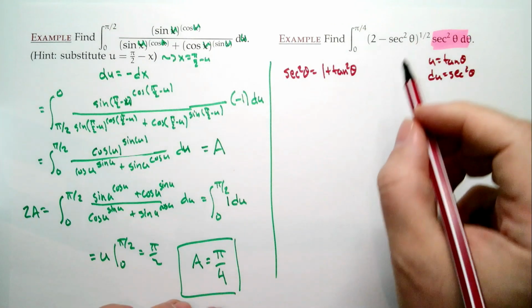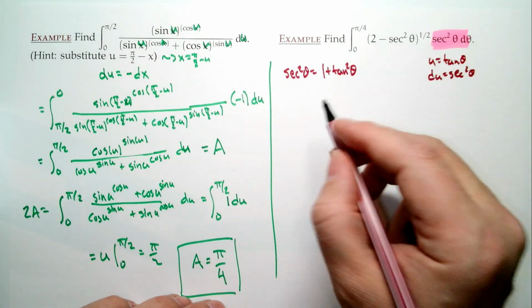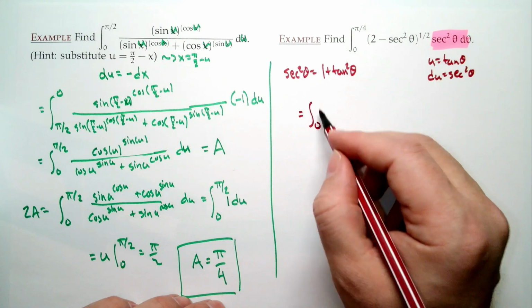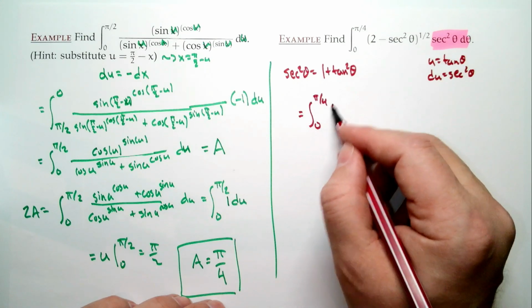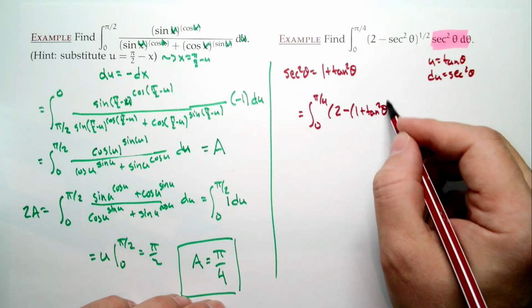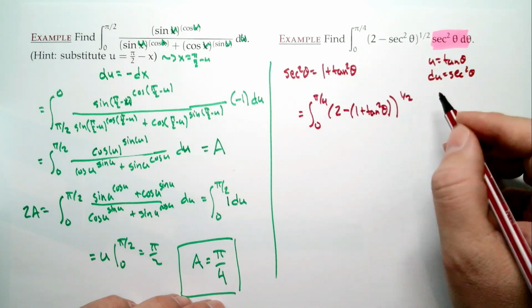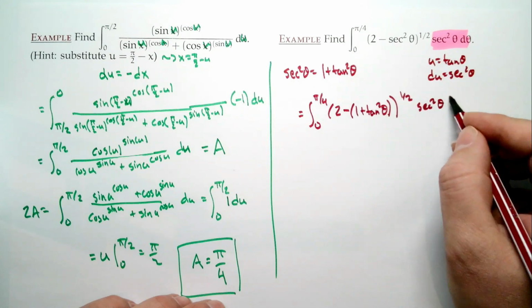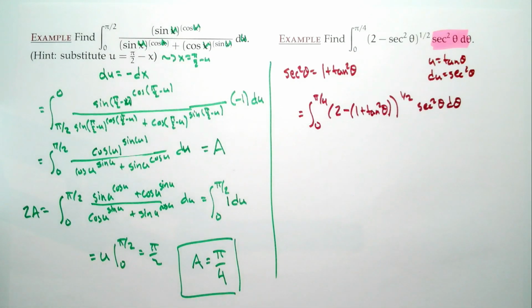Well, what we do is we say, look, if I have trig and I need to rewrite it, use an identity. So this is the integral from 0 to pi over 4 of (2 minus (1 plus tangent squared theta))^(1/2) times secant squared theta d theta. Now, I haven't done a substitution here. What I'm doing is I'm rewriting it using trigonometry, which is one of our tools.